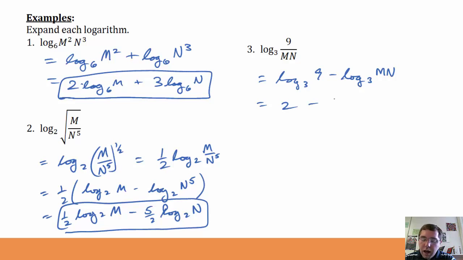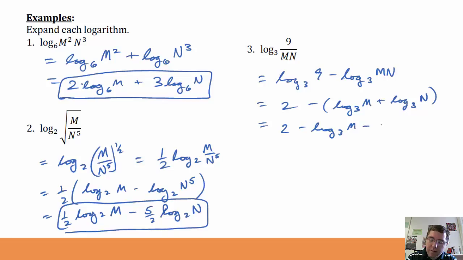Minus, I'm multiplying m and n, so this becomes the log base 3 of m plus log base 3 of n. Notice I wrote that in parentheses because that minus gets attributed to both of them. It's to that whole quantity. So it's really 2 minus log base 3 of m minus log base 3 of n when I distribute that negative into it.